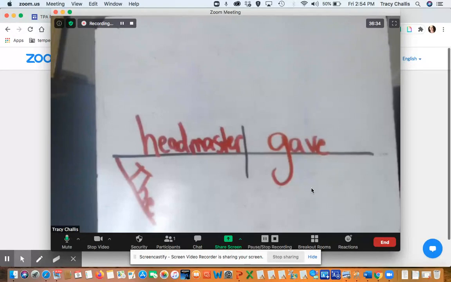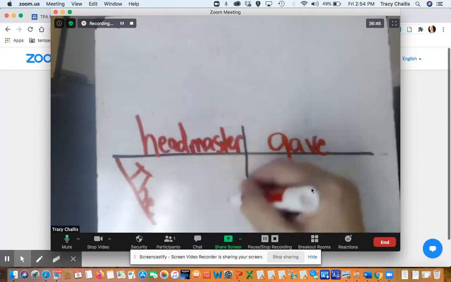And then we have a prepositional phrase right after headmaster. So it's telling which headmaster. The headmaster of the school, not the headmaster of the local college. So it's got to go right underneath headmaster.